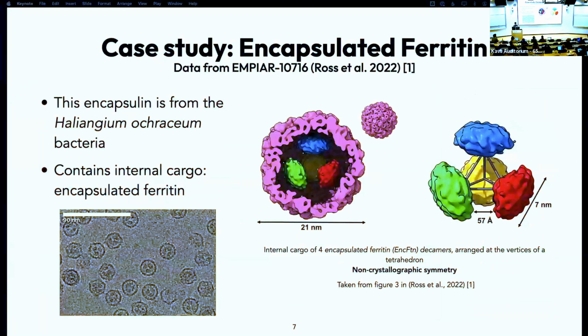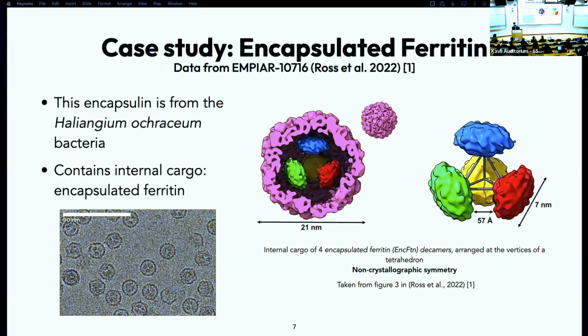Okay, so just a little bit of background on the sample that we're working with, not really the biology. Encapsulins are a type of protein that contain internal cargo. This encapsulin is an icosahedrally symmetric molecule. It's from a species of bacteria, which I won't attempt to pronounce. Encapsulin nanocompartments are hollow, they exist in prokaryotes, and they range in size from about 20 to 40 nanometers.